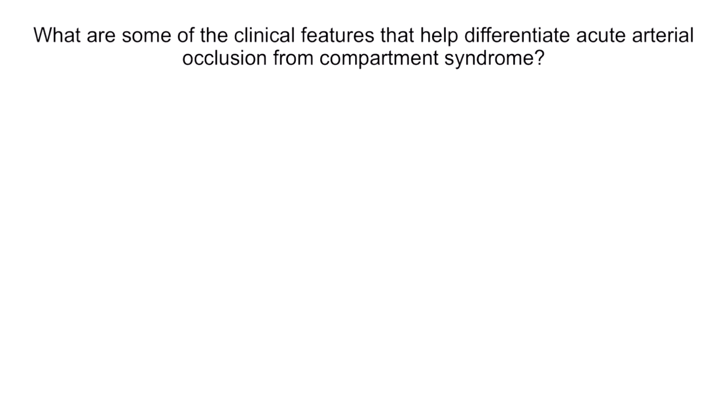All right, let's try another question. What are some of the clinical features that help differentiate acute arterial occlusion from compartment syndrome? There's a lot of overlap between acute arterial occlusion and compartment syndrome of the extremities. For example, both can present with the 6 Ps, which are pallor, pain, paresthesia, paralysis, pulselessness, and poikilothermia. However, pulselessness is more common in acute arterial occlusion. On the other hand, a key feature of compartment syndrome that is generally not found within acute arterial occlusion is the pain that occurs with passive range of motion.